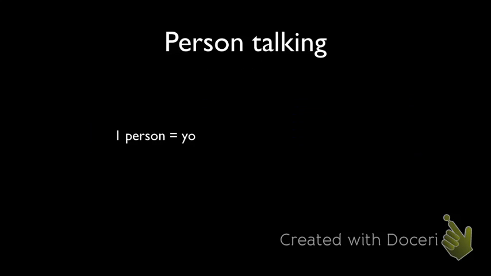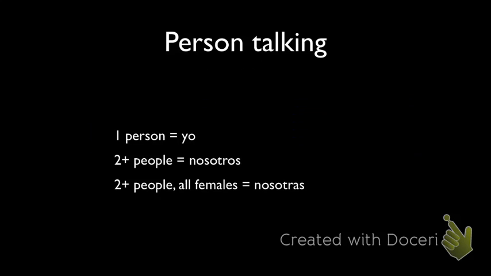Okay? All right, so looking at this one at a time, let's break it down a bit. The person who's talking. If one person is talking, we use yo. If two or more people are talking, we use nosotros. And if two or more people are talking, and all of those people are strictly females, we use nosotras. So the plural of yo is nosotros. The plural of yo, all feminine, is nosotras.